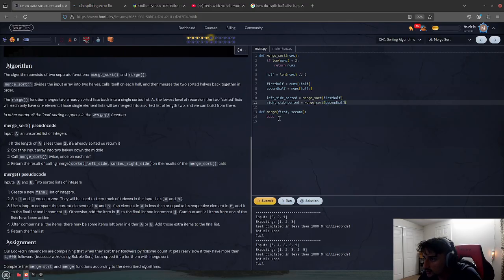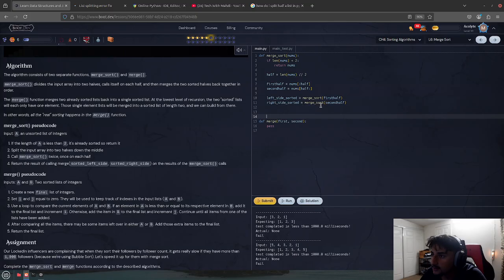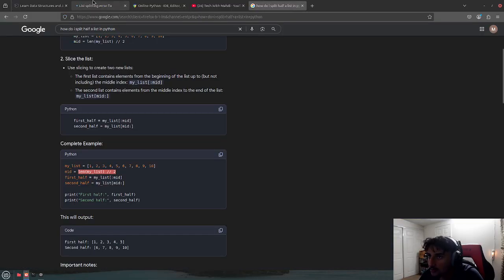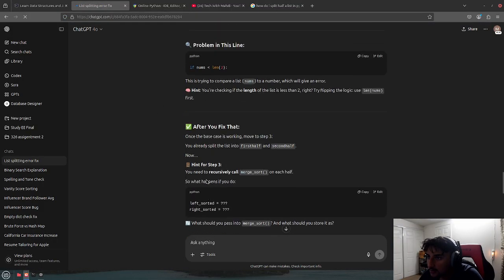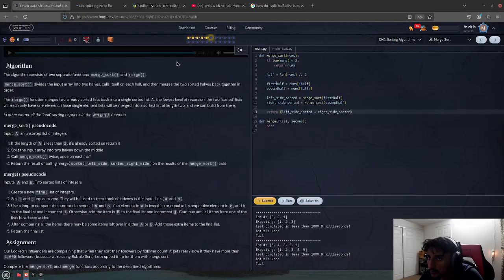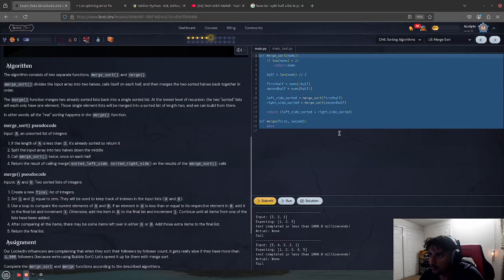Gotta call it. So now this is where all the sorting happens. I get what it's calling. Then at the end, we need to return left side sorted plus right side sorted. I got it. Okay.